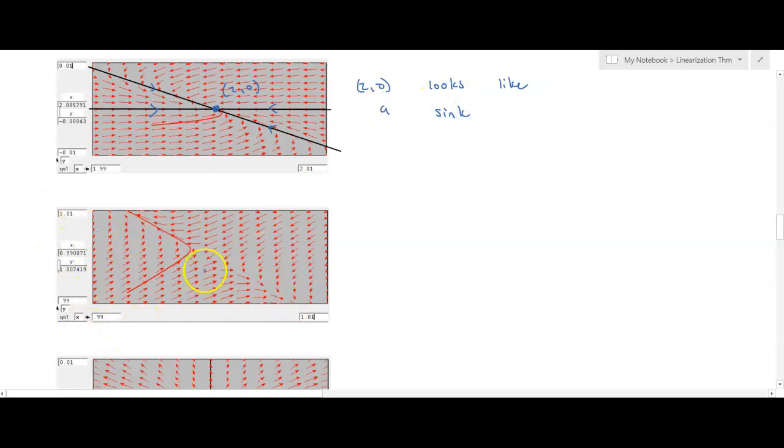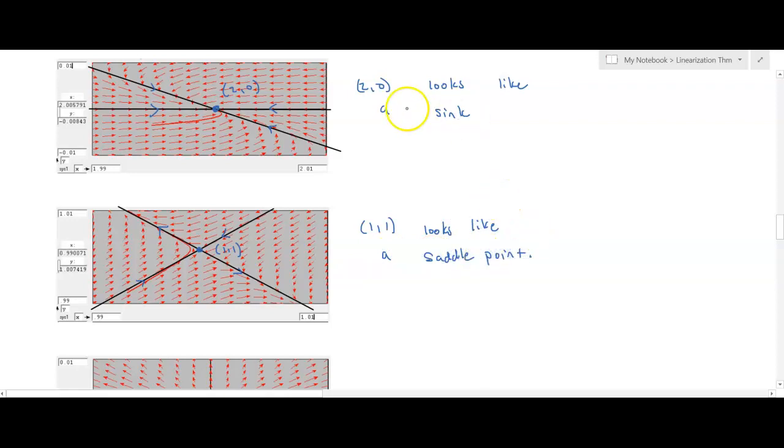Here is right around the point 1, 1. So 1, 1 is right inside of there. This one looked like a saddle. And so let me go ahead and sketch in those straight line solutions from the linear system. There's one right about there. I know that's not perfect, but good enough. And so we see that the vectors point in on this straight line solution here, but they point outwards here. And so this equilibrium point at 1, 1 looks like a saddle point.